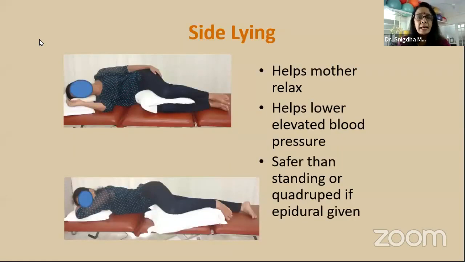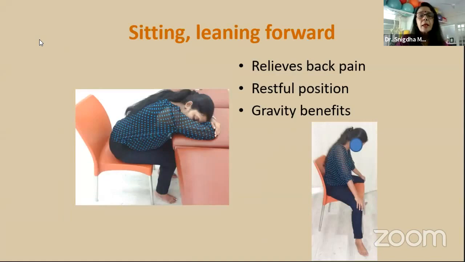And then we have the side lying positions. So if the mother is tired and she wants to relax, she can lie down on her side in either of these positions, and it helps to lower elevated blood pressure in case the blood pressure is going up, and it's safer than standing or quadruped if an epidural is given. Sitting positions are great too. And of course, leaning forward in the sitting position is even better. Again, it relieves back pain, they are restful, and gravity benefits are also there.